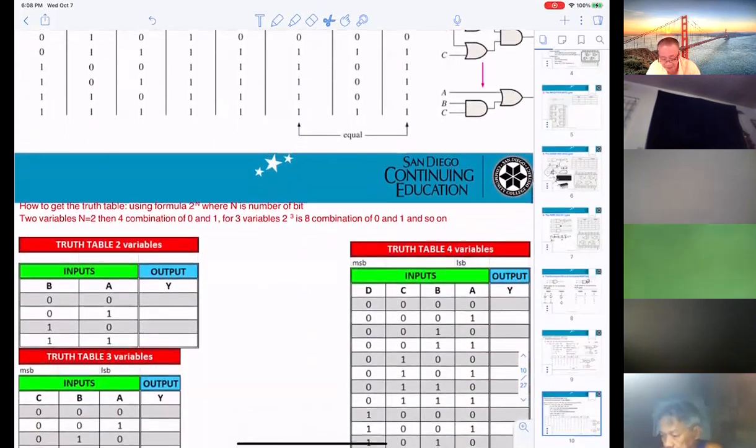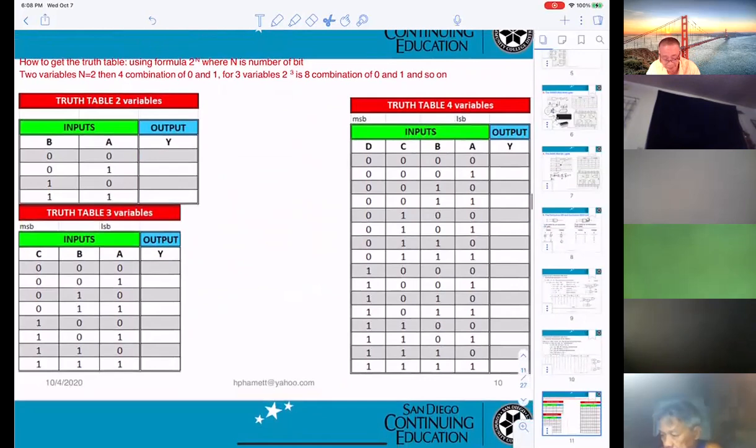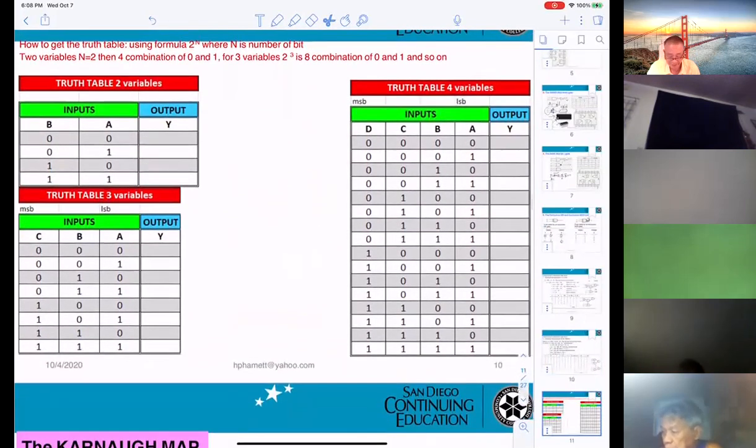That one you can read now. We're talking about the truth table. This is a truth table. If you have two variables A, B, you get 4 combinations of 0 and 1. If you have 3, you get 8, using the formula 2 to the power of 3. With 4 variables A, B, C, D, 2 to the power of 4 gives you 16.